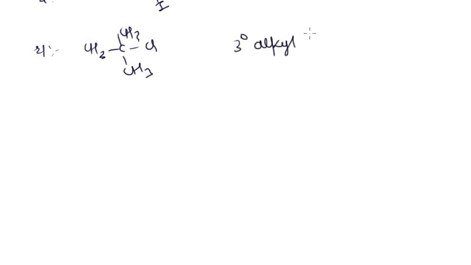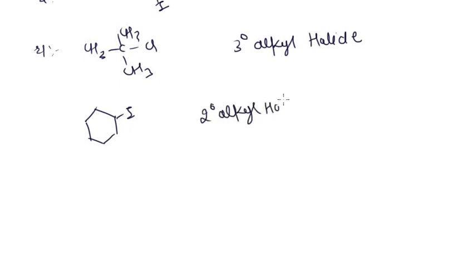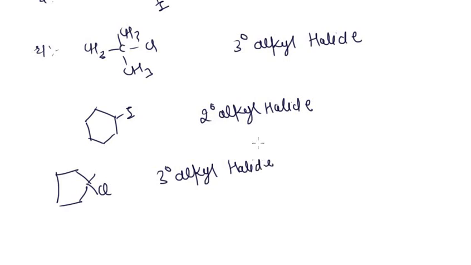Now go on further. Let's take the example CH3, C, CH3, Cl, CH3. It will be a 3 degree alkyl halide. If I take another example like this with iodine, that will be a 2 degree alkyl halide. Let's take one more example of a cyclic ring. Here we have methyl and chloride. Again the carbon directly attached is 3 degree, so it will be a 3 degree alkyl halide.